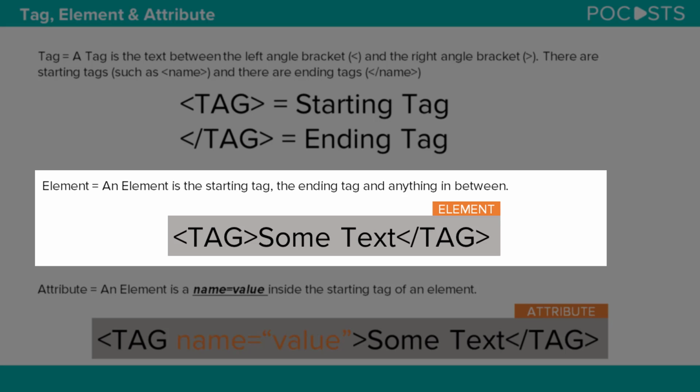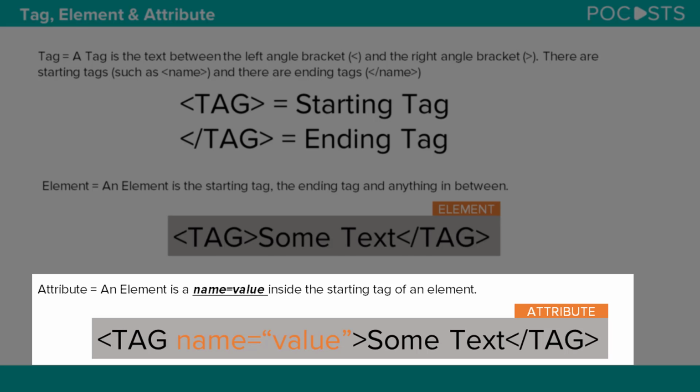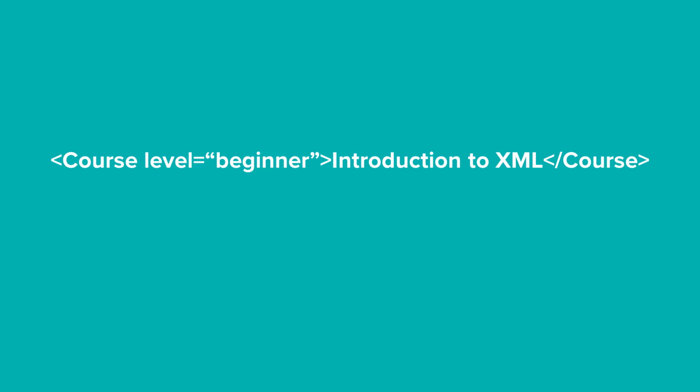Next is an attribute. Generally, an attribute is an additional parameter for the tag. It enhances the behavior or explains the additional meaning of the tag. An attribute is represented with a name and a value. Let's take an example. Say you have an element course with a starting course tag and an ending course tag, and level equals beginner is an attribute. So you can say level is an attribute for course, and the level value is beginner. The course attribute level has a value called beginner. That's how you define it.